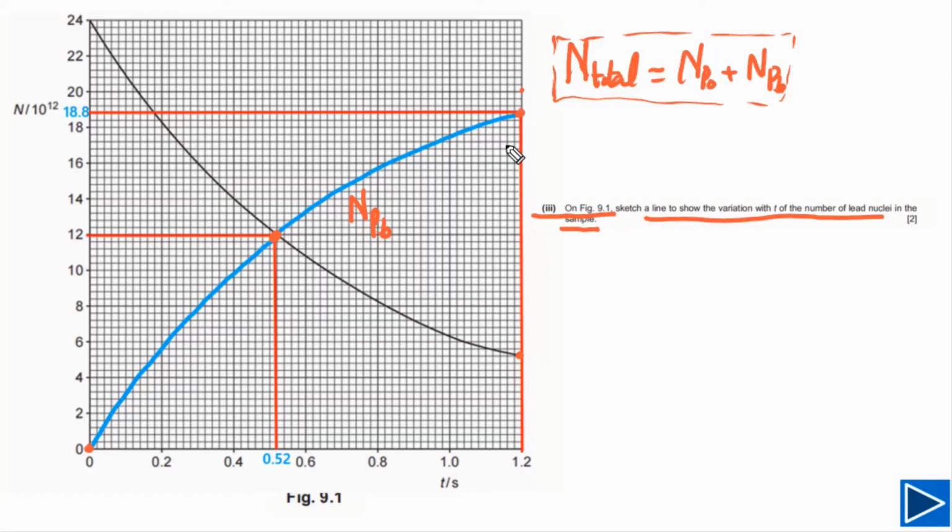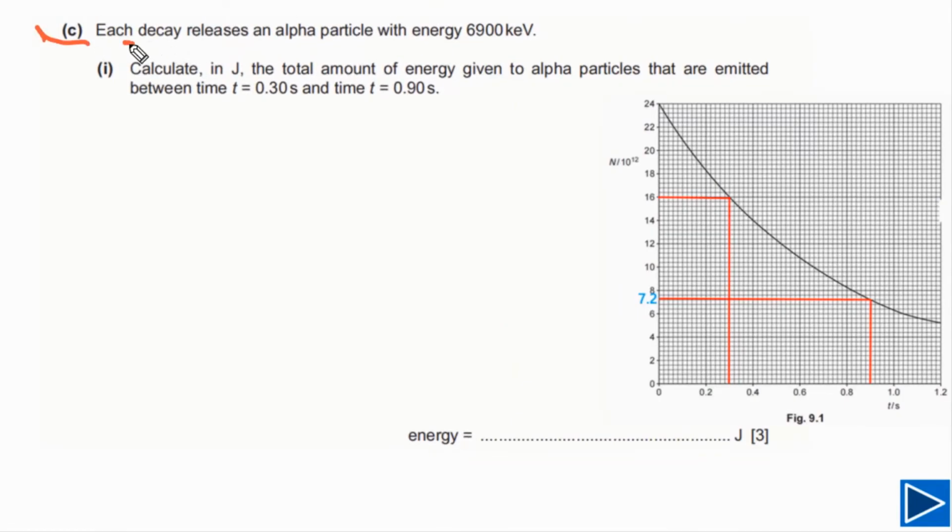So it simply means that it's just reflection. So this curve is just the reflection of the other curve. For part C, it is given to us that each decay releases an alpha particle with energy 6900 kilo electron volts. For part C1, we need to calculate in joules the total amount of energy given to alpha particles that are emitted between time t equal to 0.3 seconds and time t equal to 0.90 seconds.